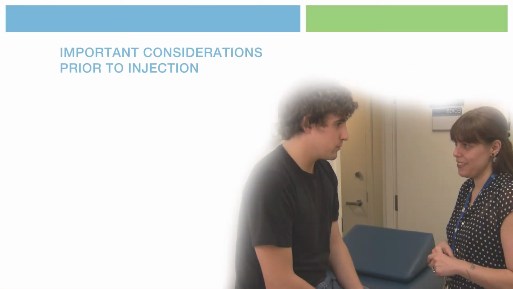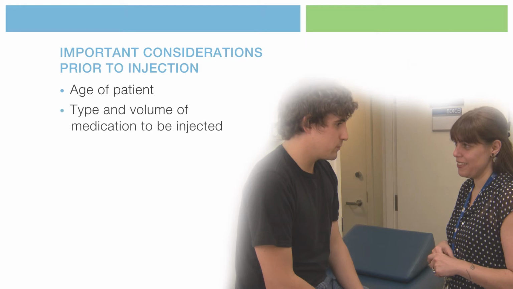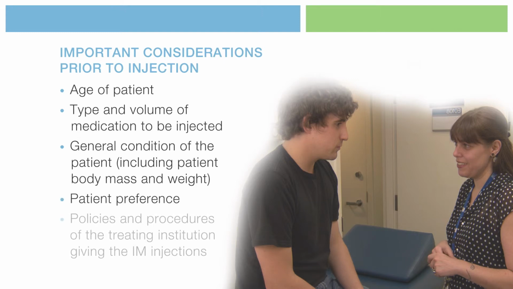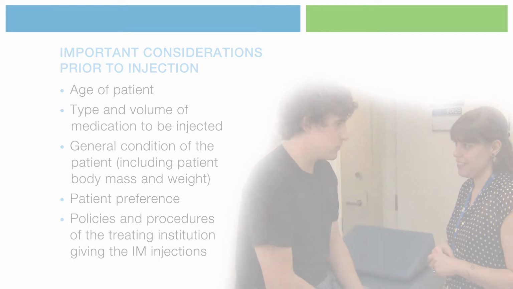When considering correct technique and appropriate injection sites, there are several influencing factors, including the age of the patient, the type and volume of medication to be injected, the general condition of the patient. This includes patient body mass and weight, as this will dictate the length of the needle to be used when giving the injection, patient preference, and the policies and procedures of the treating institution giving the IM injections.